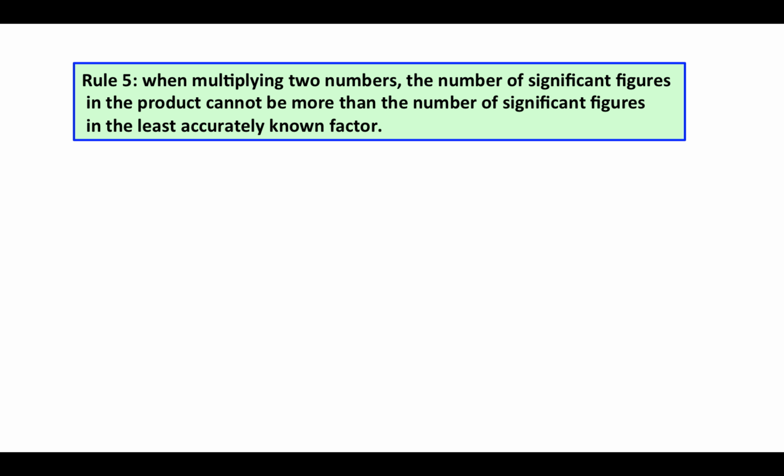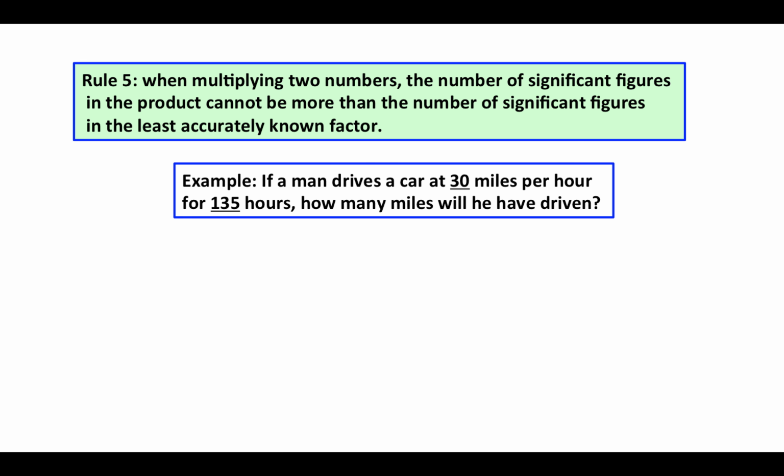Rule 5. When multiplying 2 numbers, the number of significant figures in the product cannot be more than the number of significant figures in the least accurately known factor. For example, if a man drives a car at 30 miles per hour for 135 hours, how many miles will he have driven?